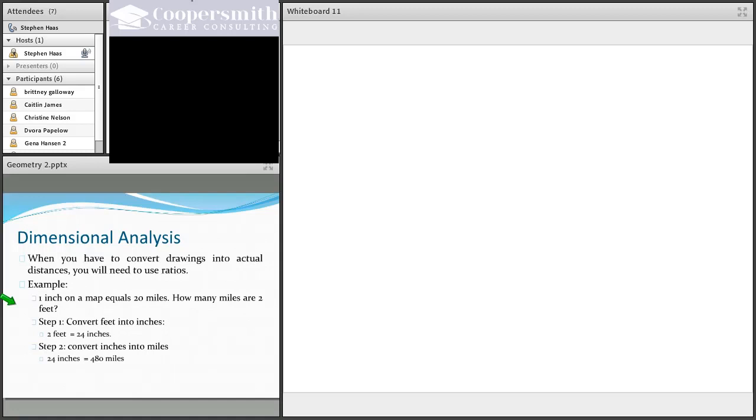Anyway, so if 1 inch equals a mile, then that is a way to look at it in terms of proportion. You'd have to look at it in terms of proportion. Let's say in this example on the slide, 1 inch on a map equals 20 miles. How many miles are in 2 feet? First thing you have to do is convert the feet into inches, because you were told that 1 inch equals 20 miles. So 2 feet is 24 inches. 1 foot is 12 inches. And so 24 inches altogether, because 1 inch is 20 miles, is 480 miles.